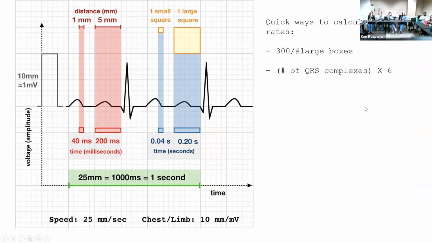The other thing, if it's an irregular rhythm, where the R to R interval is changing with every QRS, you can just count the number of QRS complexes on the piece of paper and multiply that by 6, and that'll roughly give you the ventricular rate. Or you can do the same thing with the P waves. Any questions about that before I move on?